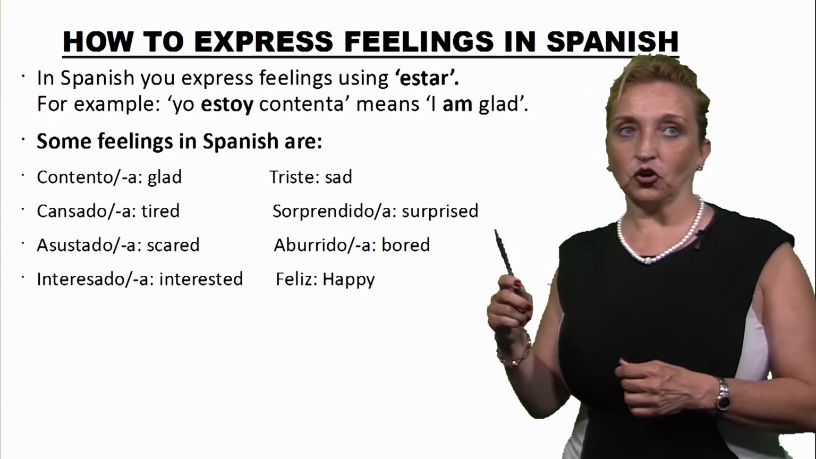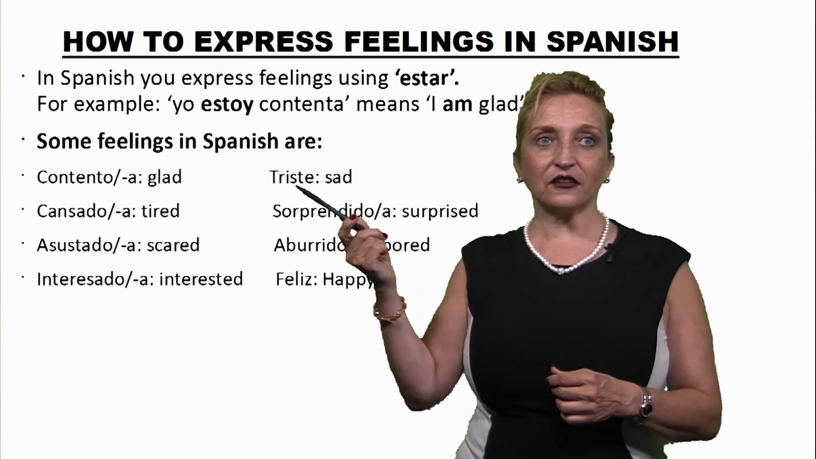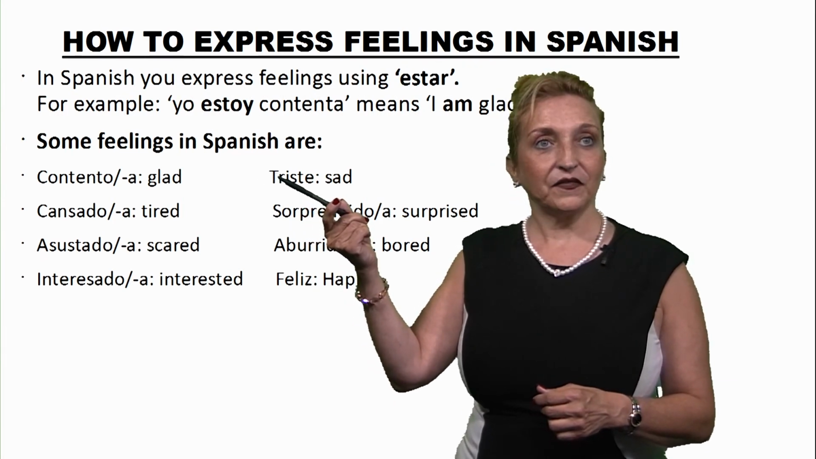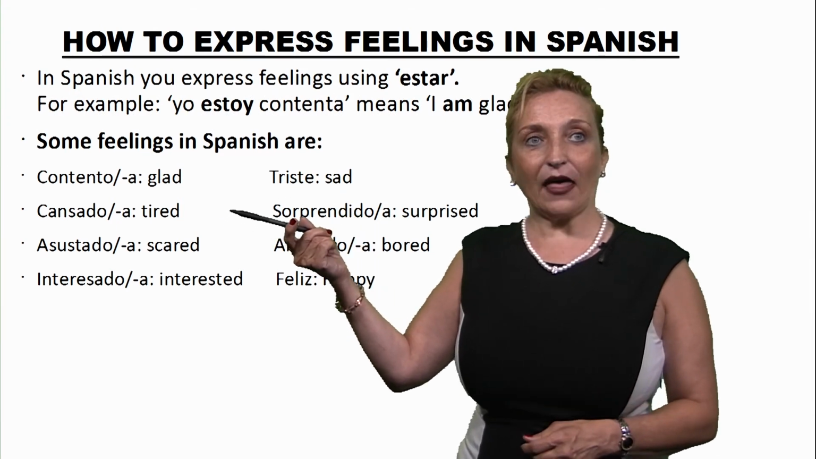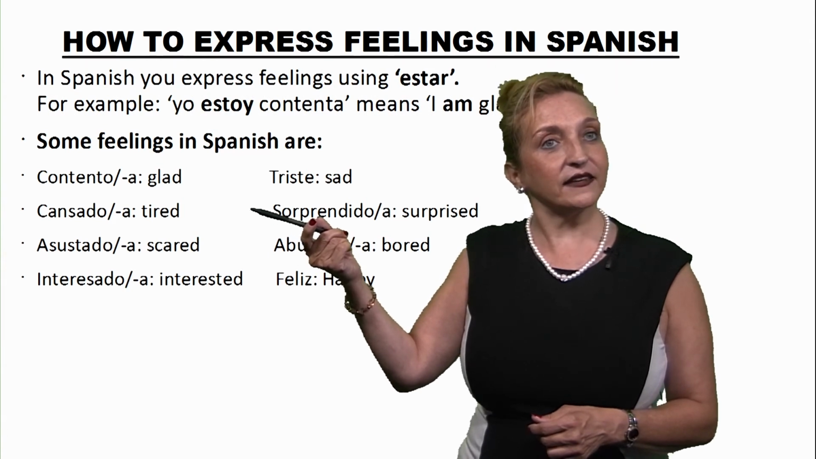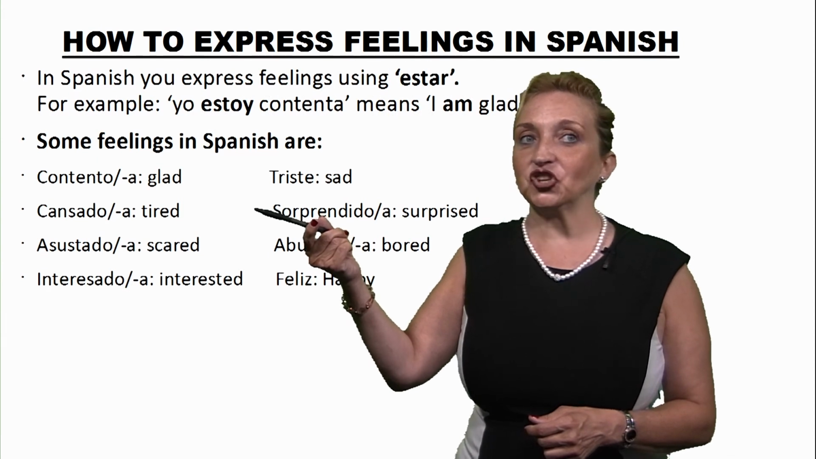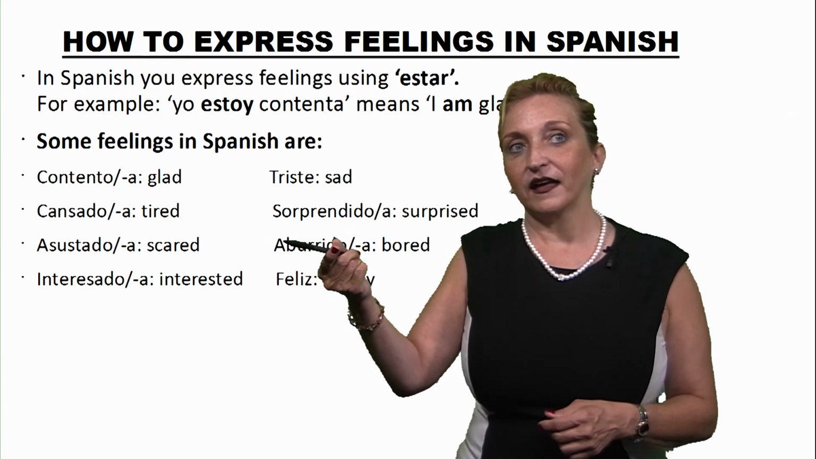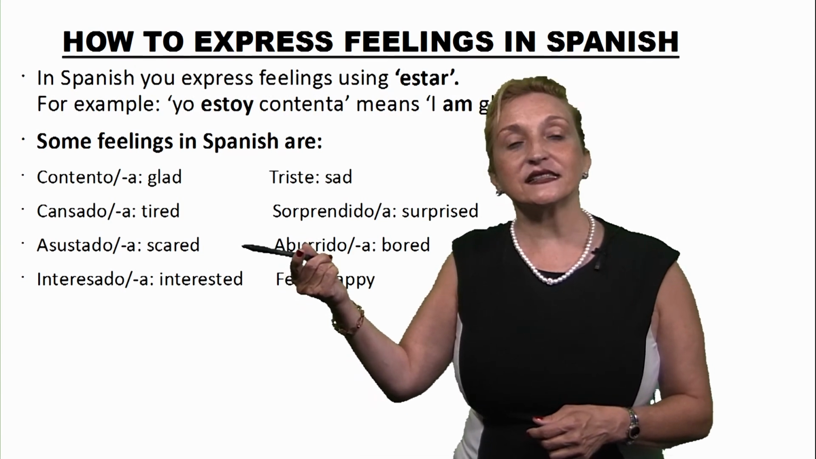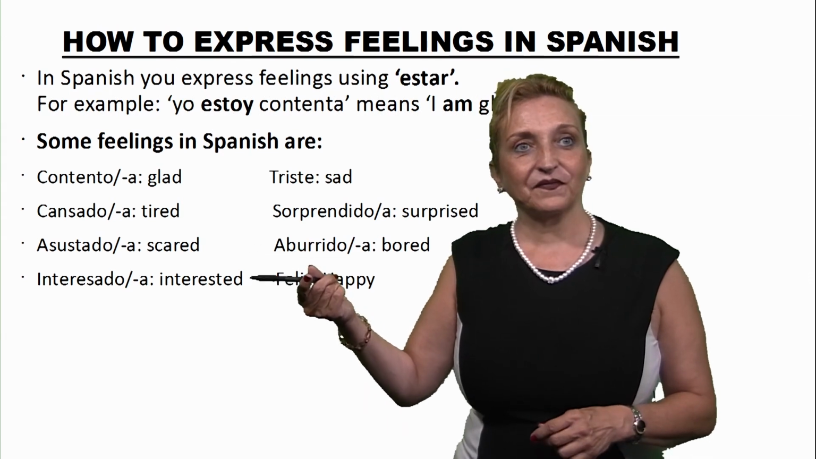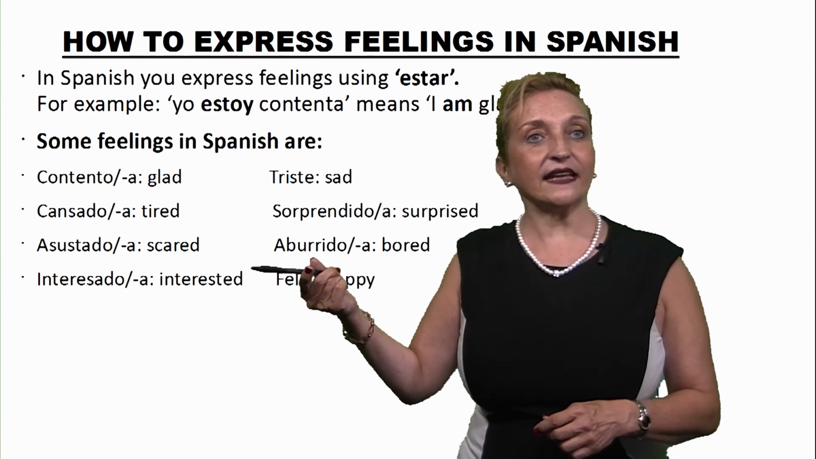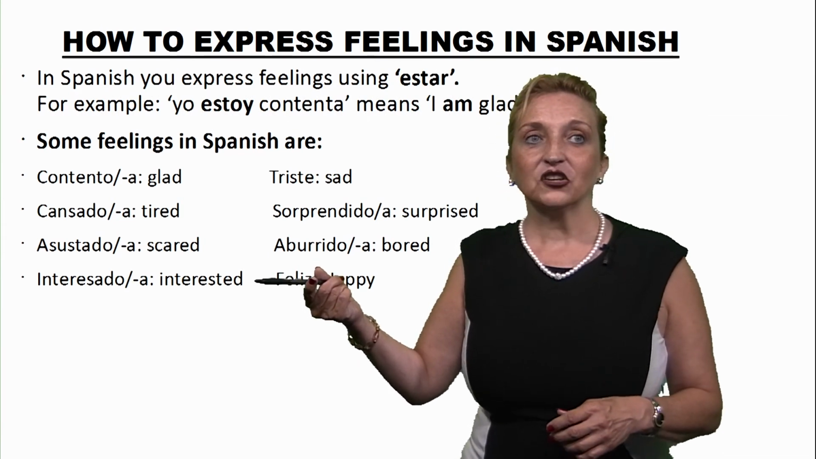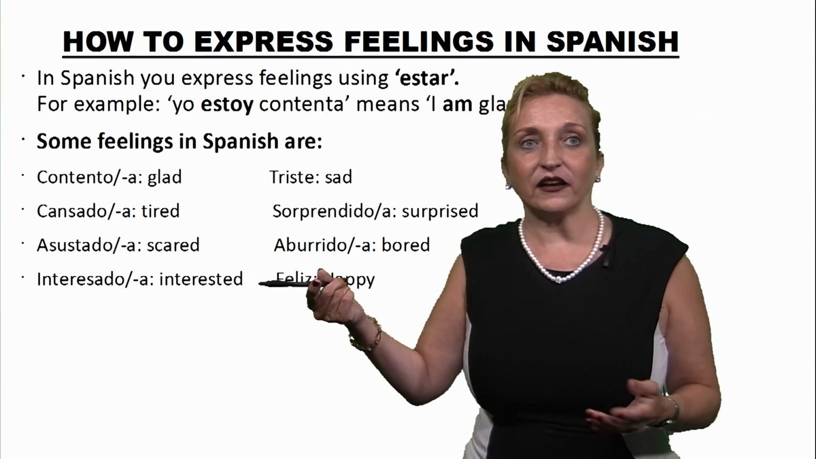When I say contento, glad, you say él está contento, ella está contenta. He's glad, she's glad. Or you can say cansado, él está cansado, ella está cansada. He's tired, she is tired. Asustado, él está asustado o ella está asustada. He is scared, she is scared. You only use estar. Interesado, interesada. Él está interesado, ella está interesada, interested in something, for example, reading, okay? He for a man, she for a woman, okay?